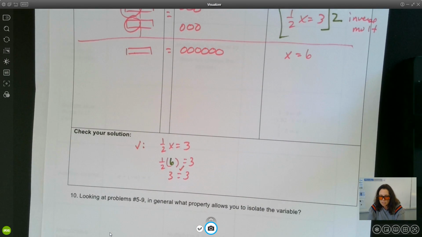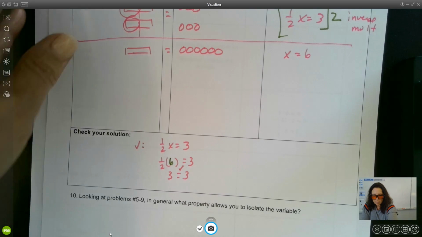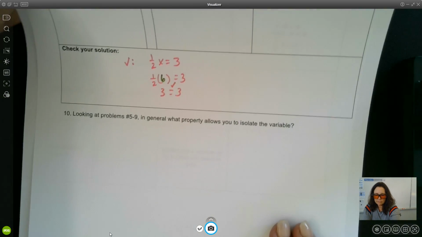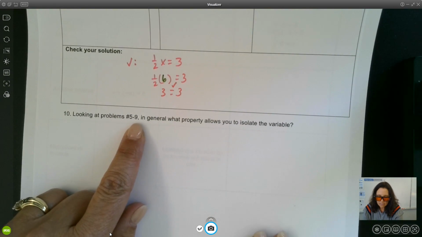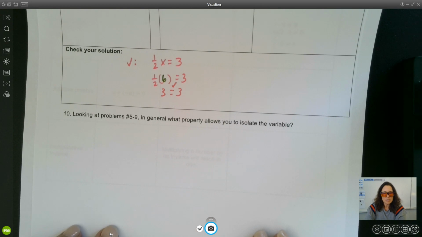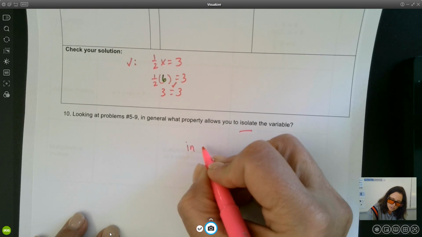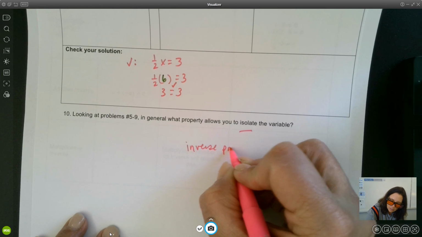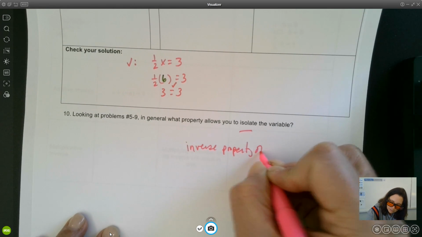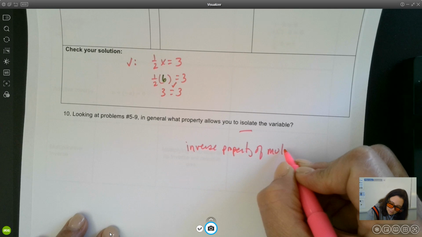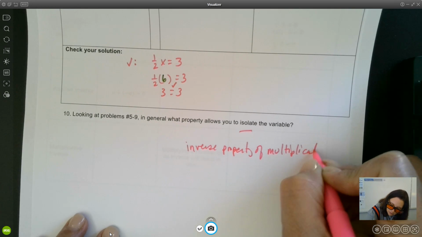It sure does. Okay, what property on the last handful that we've done, numbers 5 through 9, allowed me to isolate? Again, isolate means get the X or M or whatever letter it is all alone. This would be the inverse property of multiplication.